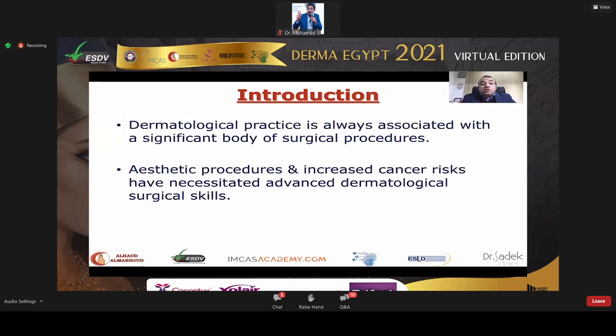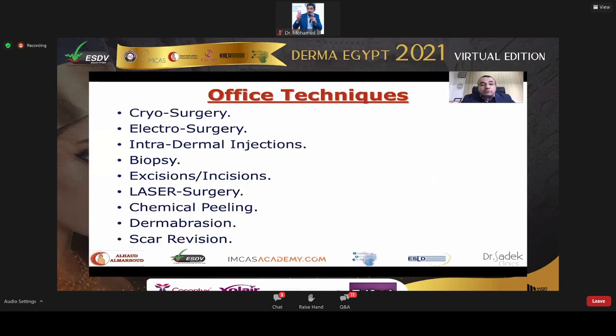Dermatological practice is always associated with a significant body of surgical procedures, and that's due to the increased demand on aesthetic procedures and the increased risk of skin cancers, and this has necessitated advanced dermatological surgical skills. Office techniques include many things, like some of what you've seen earlier, including cryosurgery, electrosurgery, intradermal injections, biopsy, excisions, incisions, lasers, chemical peeling, dermabrasion, and scar revision.